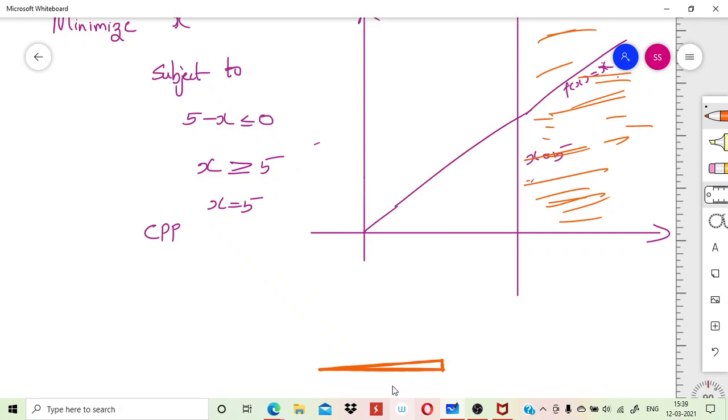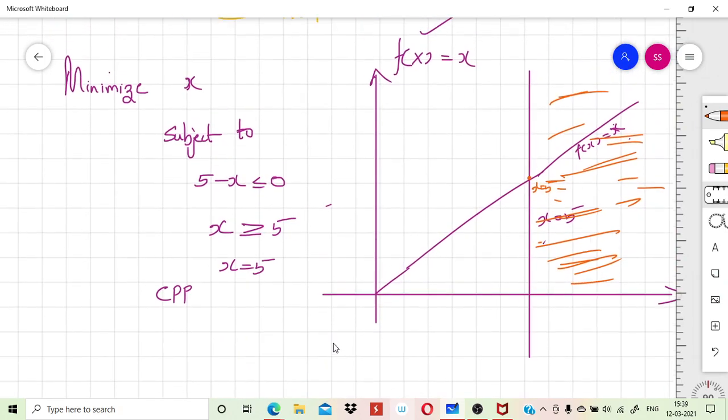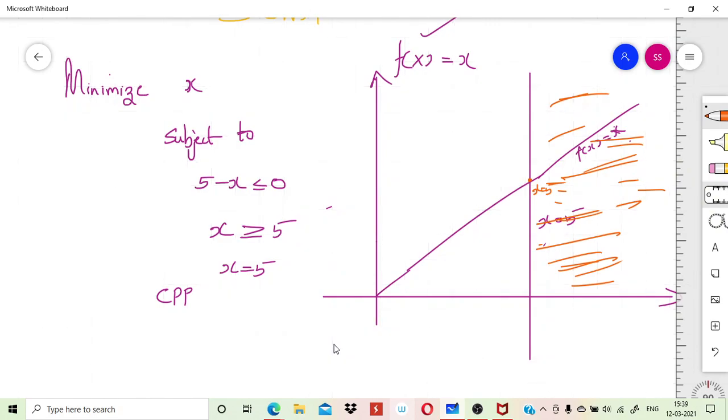Yes, we know that to minimize the value of x in this region subject to x greater than or equal to 5, the solution will be exactly this point, that is x equal to 5. So it is very easy to find out graphically for this example problem. And again, this is a CPP, right? So how to solve this, we will do it.